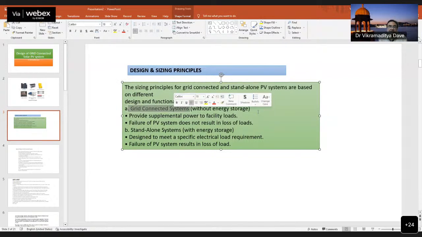It has a great advantage because it provides supplemental power to facility loads. So when my grid connected system is connected to the grid, it provides supplemental power to facilitate our loads. So what happens if you install a grid connected system at your home?